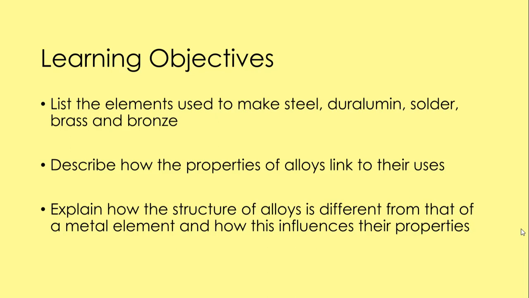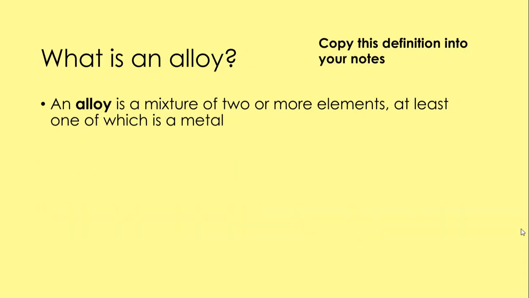Our learning objectives today are to list the elements used to make steel, duralumin, solder, brass and bronze, describe how the properties of alloys link to their uses, and explain how the structure of alloys is different from a metal element and how that influences their properties. First of all, what is an alloy? An alloy is a mixture of two or more elements, at least one of which is a metal. You need to copy that definition into your notes.